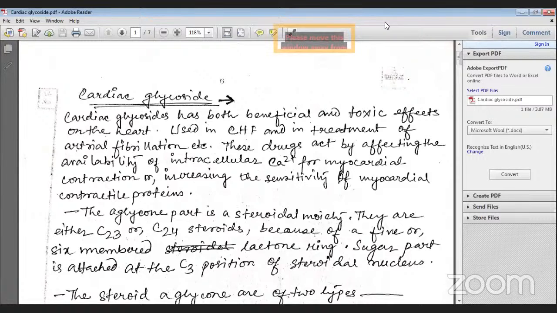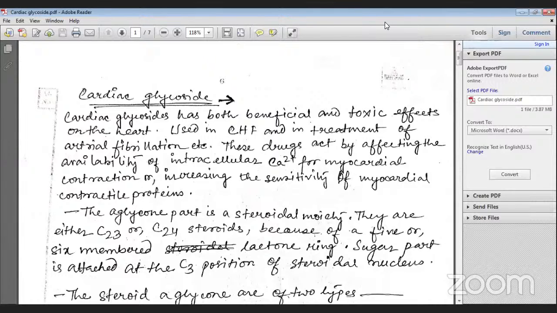These are the drugs which are also known as cardiotonics. As we all know, the main activity of the glycosides is due to the aglycone part.